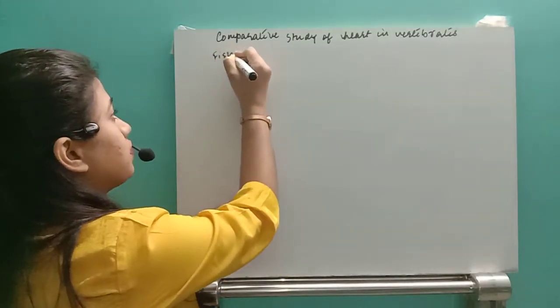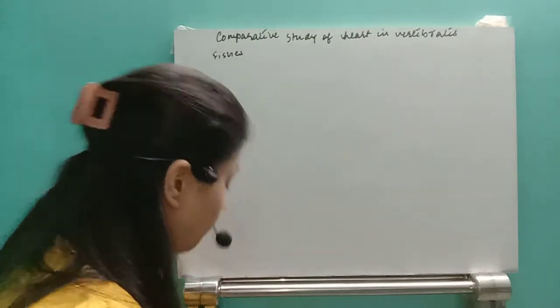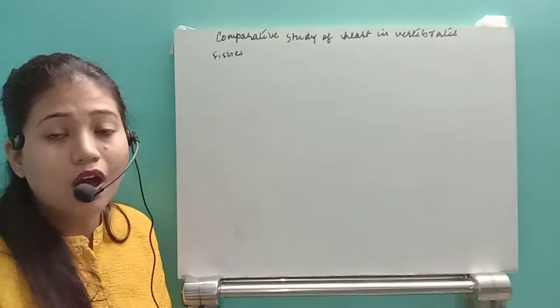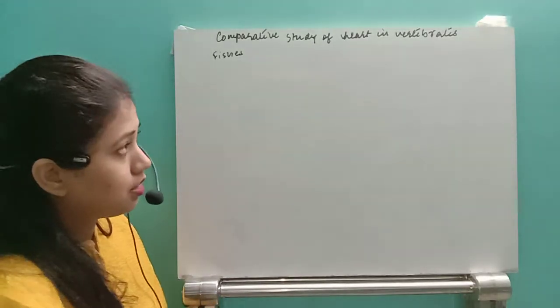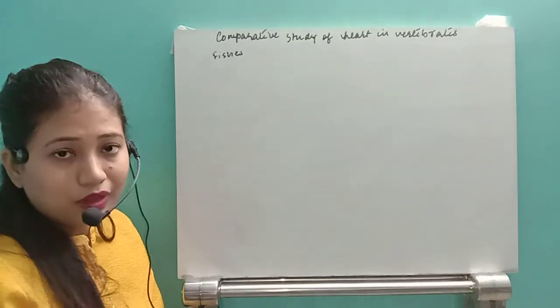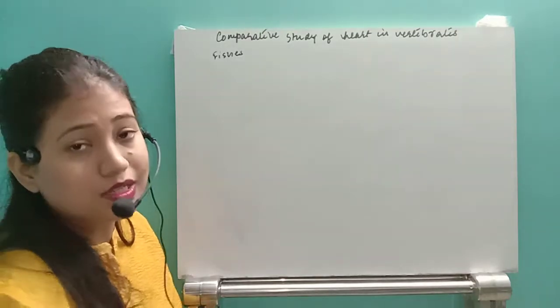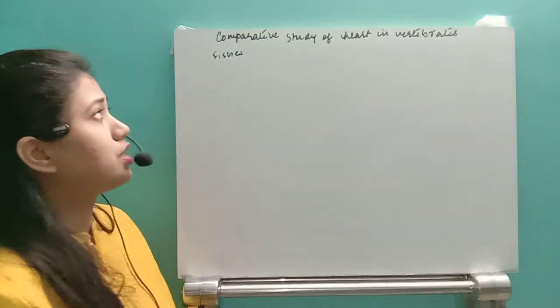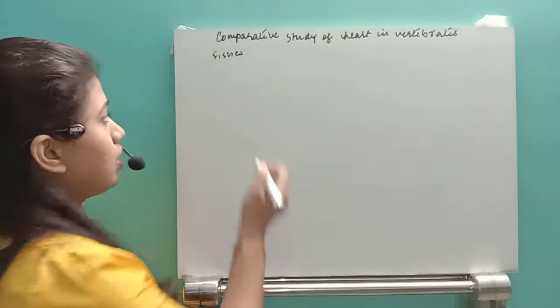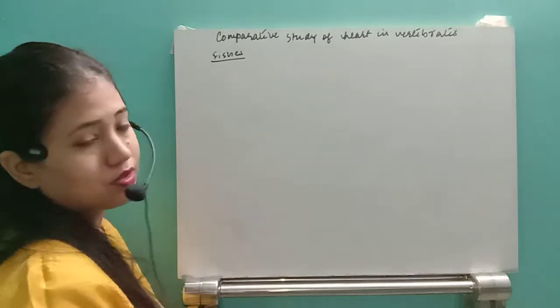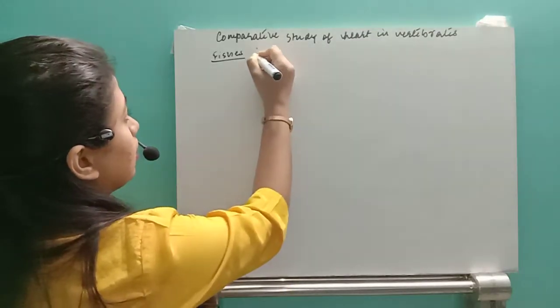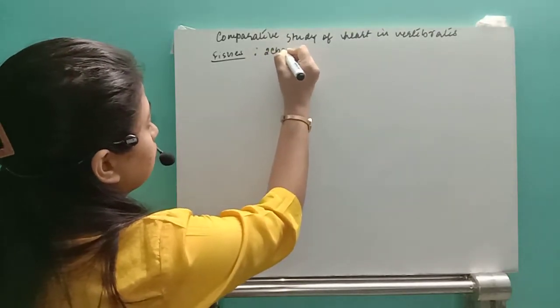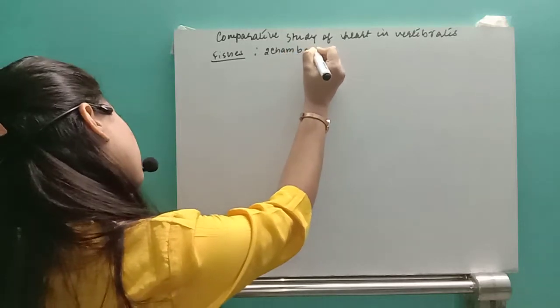Okay, so in case of the fishes, what is present? In case of amphibia, how many chambers of heart are there? In the reptiles, birds and mammals, how is the heart present? Everything you are going to see now. First of all, see the fishes. In case of the fishes, the heart is two chambered. Okay, remember it is two chambered.